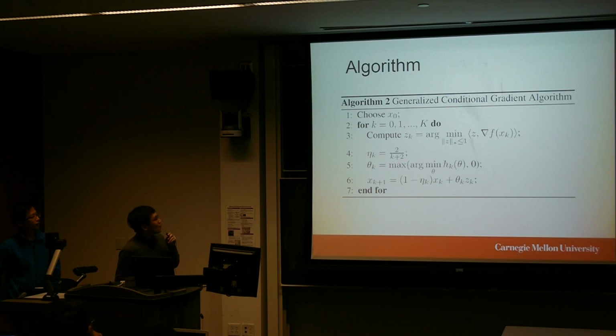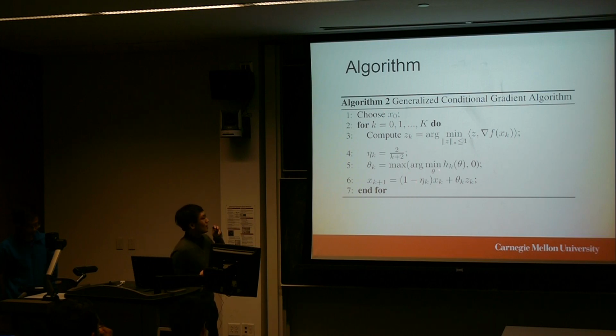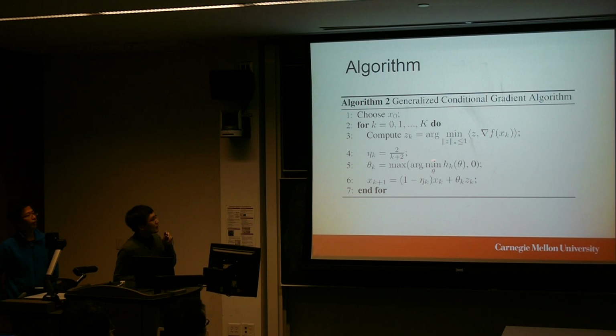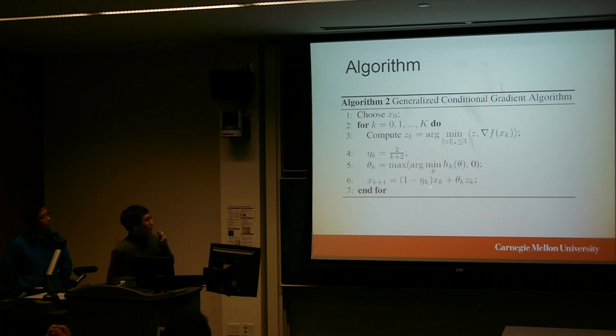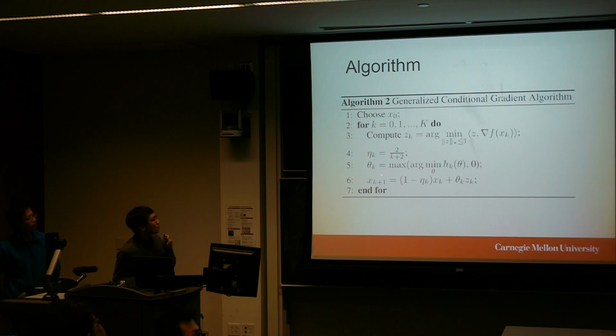Because we are aggressive, we want each update to make the objective decrease faster. So we do this minimization and choose the theta. And then this is our update rule. The first term is the same as the Frank-Wolfe algorithm, and the second, theta k, is obtained by solving this problem.